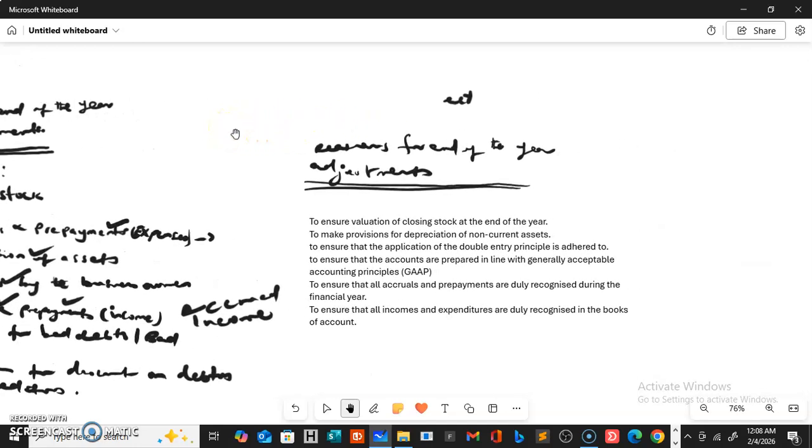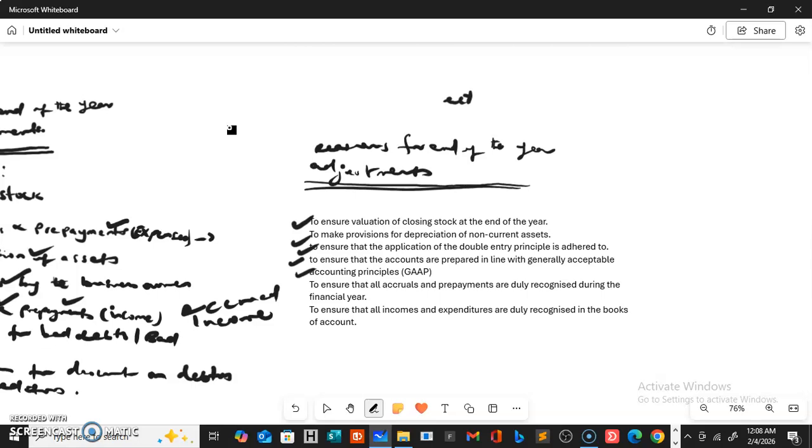Number one is to ensure that closing stock is being valued at the end of the year. Number two is to make provisions for the acquisition of non-current assets. Number three is to ensure that the application of the double entry principle is adhered to. Number four, to ensure that the accounts are prepared in line with generally acceptable accounting principles, also known as GAAP.